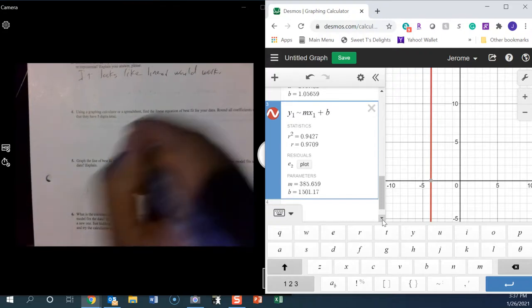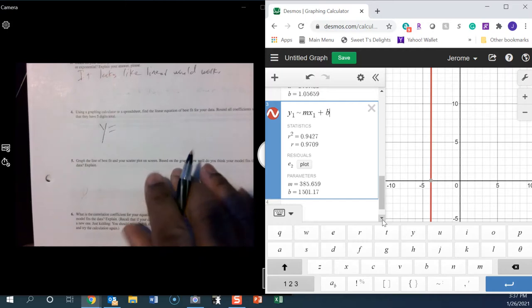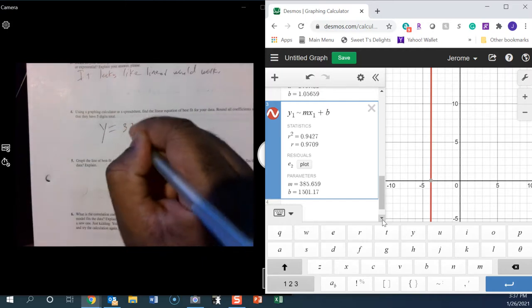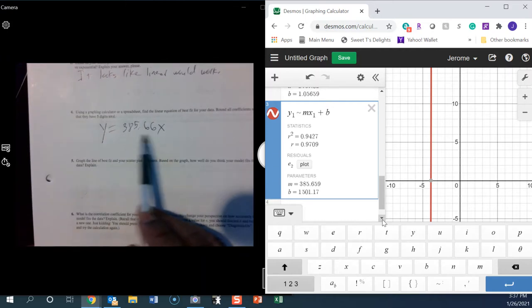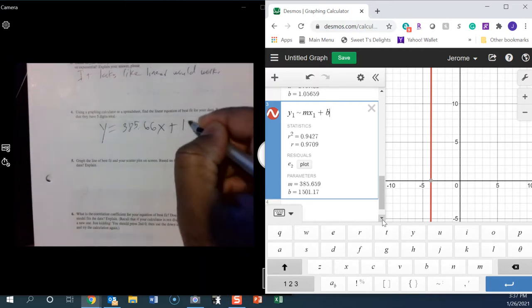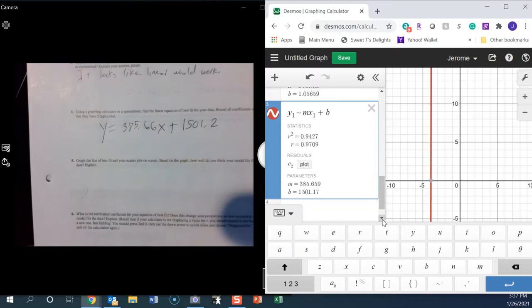So we will have y is equal to, our m is 385.66x, because remember we're only supposed to have 5 digits here, plus 1501.2. All right, so this is our linear equation. Now it says graph the line of best fit in your scatter plot on screen. Based on the graph, how well do you think your model fits the data?